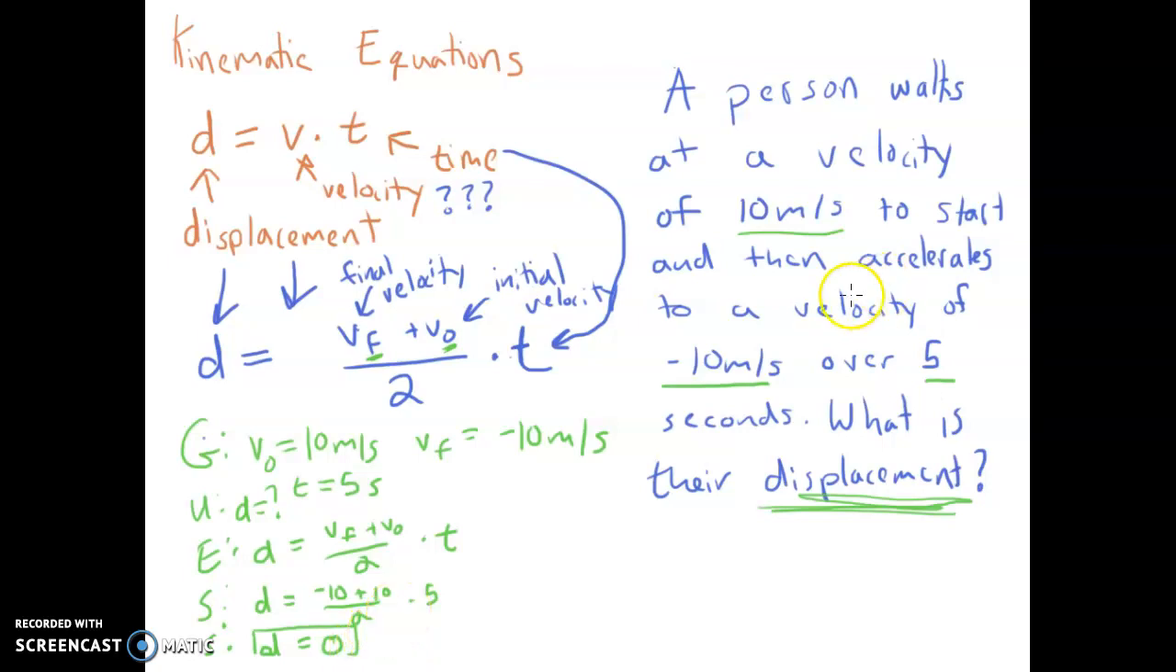Their displacement is 0 because, if we look closely at this question, they started with a positive velocity and ended with the exact same negative velocity. So if positive is forward, they've walked the exact same amount forward as they have backward. So they end up with a displacement of 0. But if you were to calculate their distance, you'd have to break this down into 2 different questions. And that is the subject of a different video.